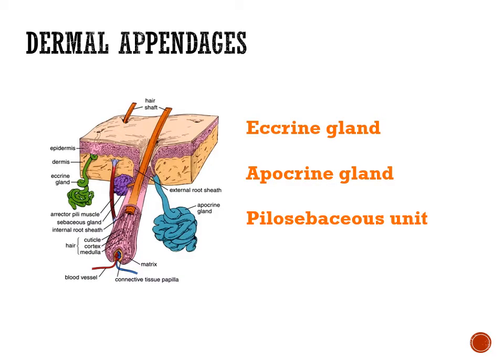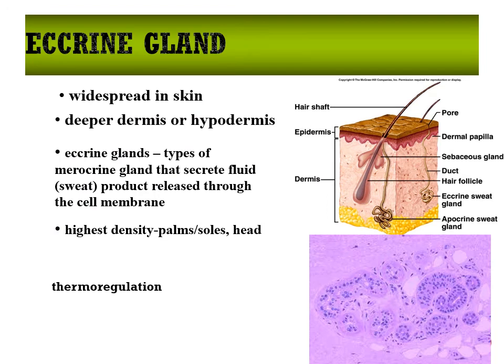Now we go to the dermal appendages. The eccrine gland is widespread in the skin. It is found in the deeper dermis or hypodermis. It is a type of merocrine gland, and the main function is thermal regulation.